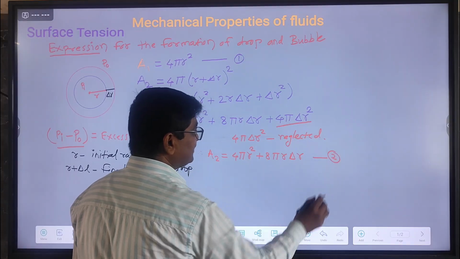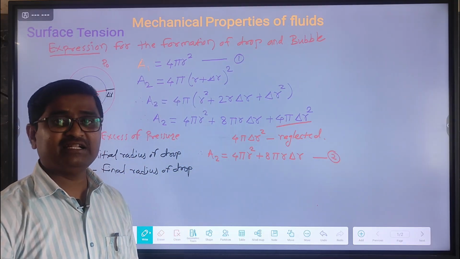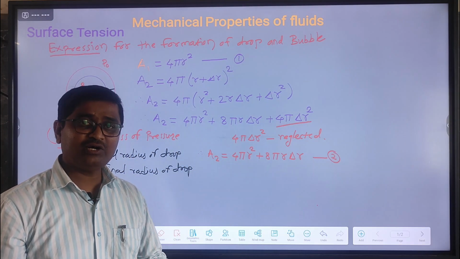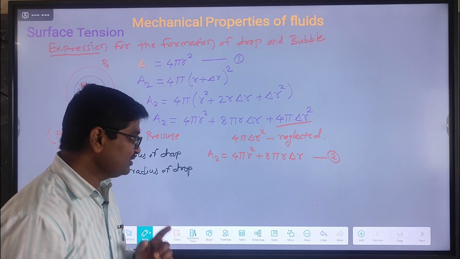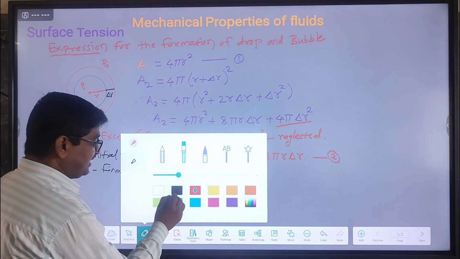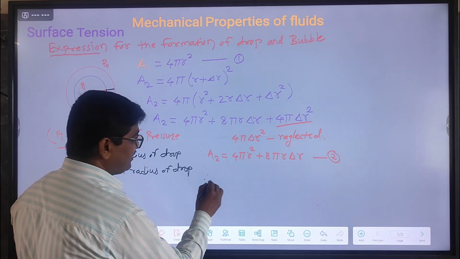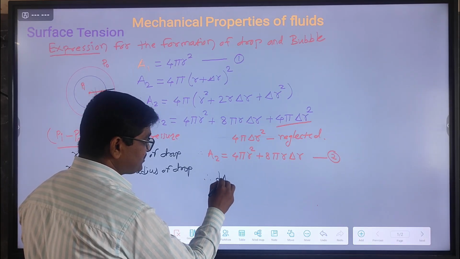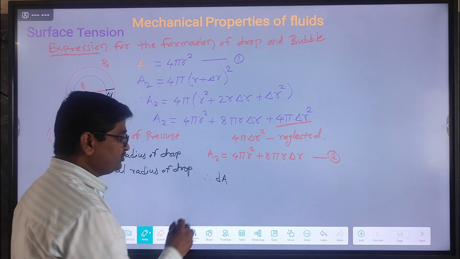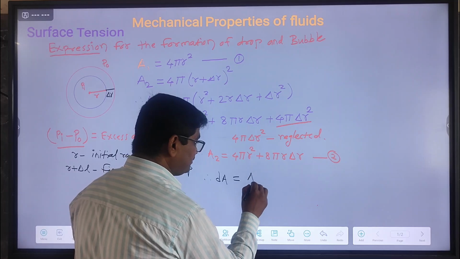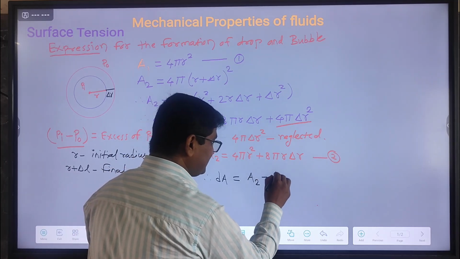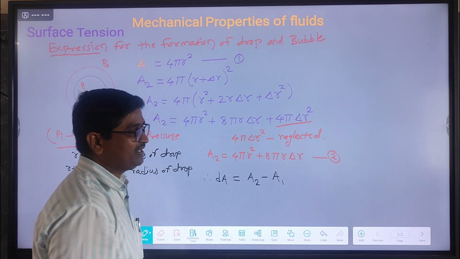Call this equation number 2, which gives the final surface area. So how much will the area change? Let's find the change in surface area, denoted by dA. So dA is called the change in area, and it is equal to the final area minus the initial area.